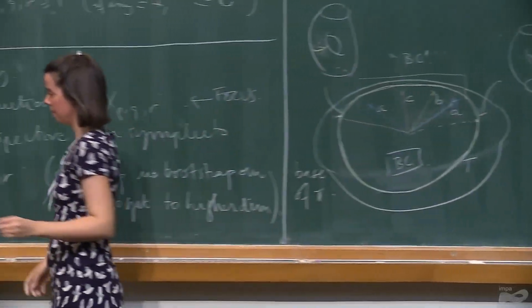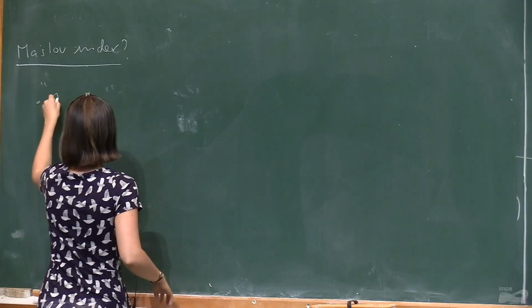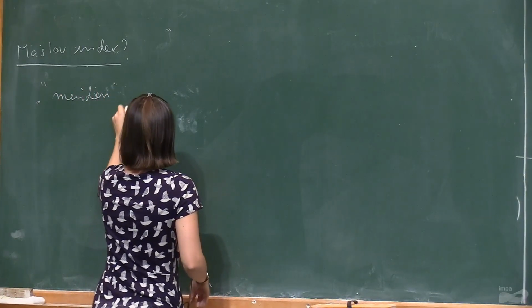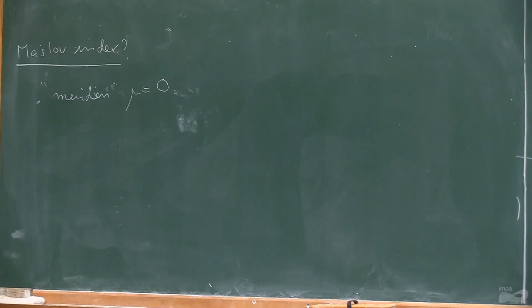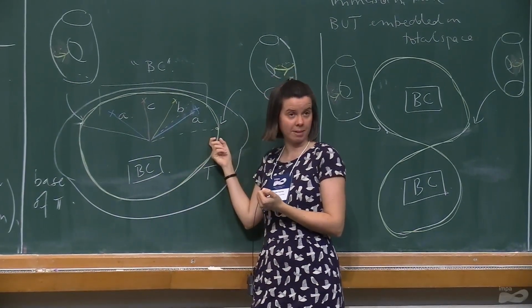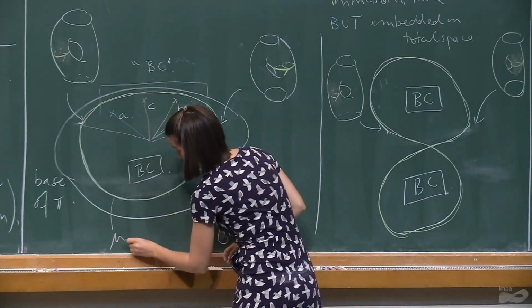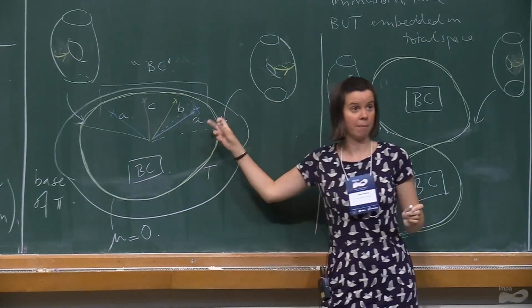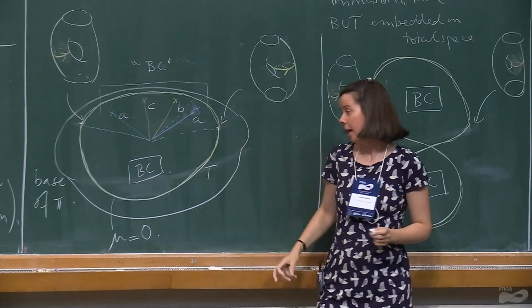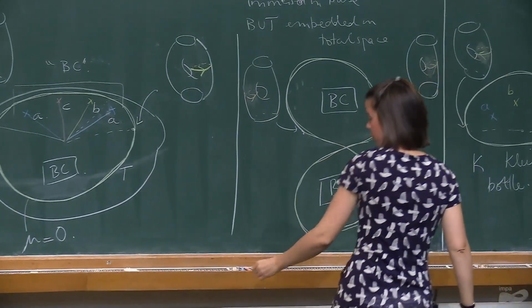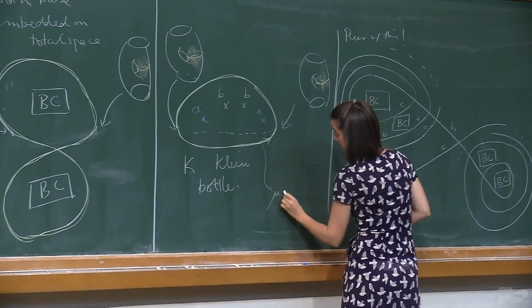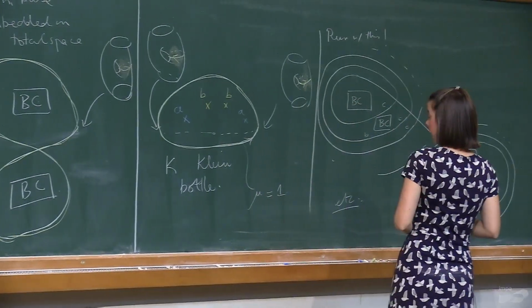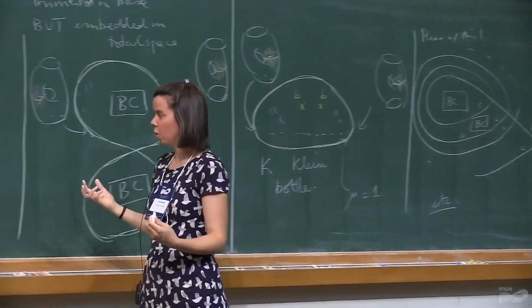So first of all, let me say that the meridian light curve has Maslov index 0. And there's nothing deep to that. It's a vanishing cycle in this picture, so it bounds a Lagrangian disk. This curve here in the base, you can calculate has Maslov index 0, just by playing around by hand with this configuration, with this orientation. This one here, you can check, has Maslov index 1.